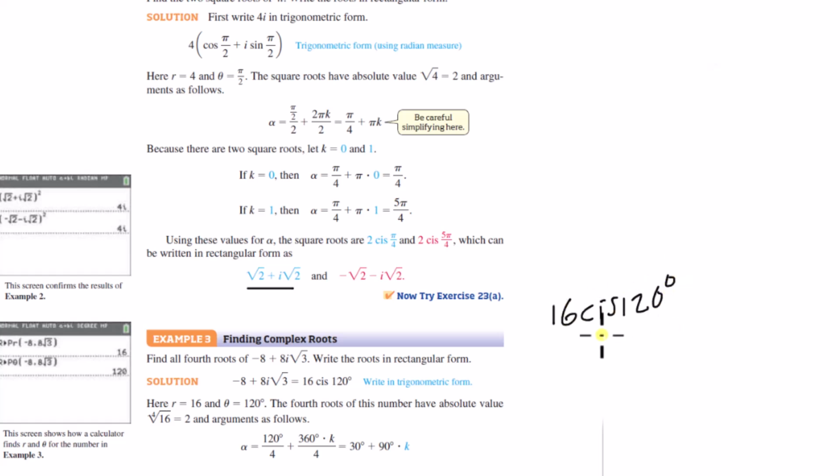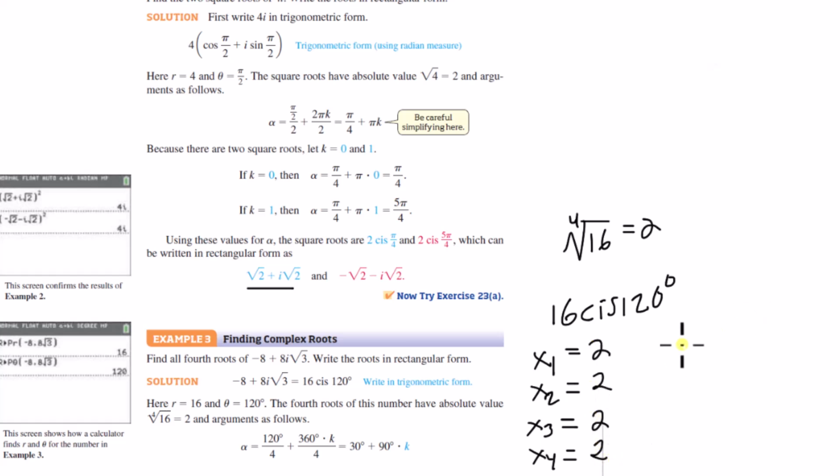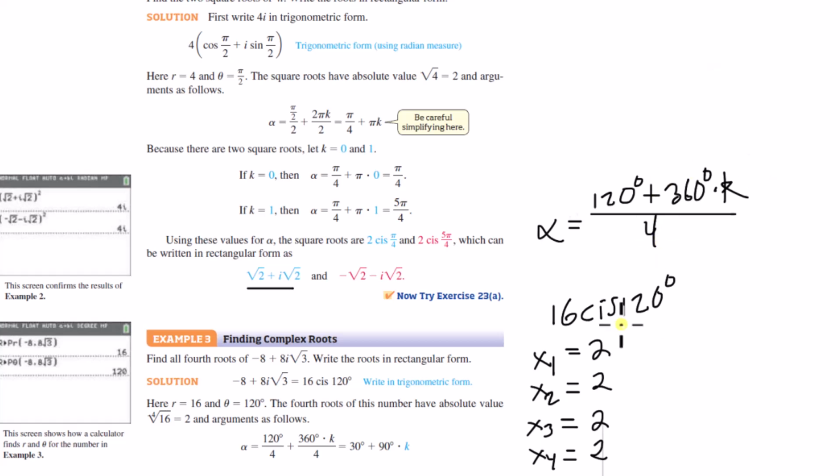So 16. All right. So we know all 4 of the roots are going to have radius, the principal 4th root of 16, right, which is 2. So they're all going to have radius 2. Okay, now the angle for each of these is going to be, alpha is equal to, we take 120 plus 360 times k divided by 4. And then with k being equal to 0, 1, 2, 3.